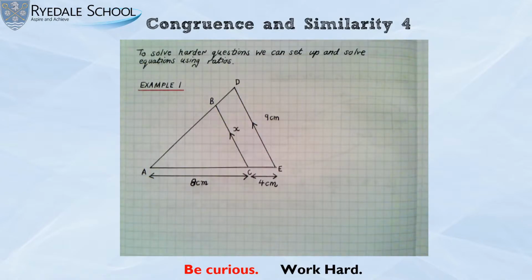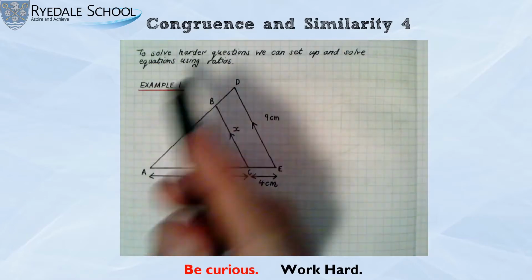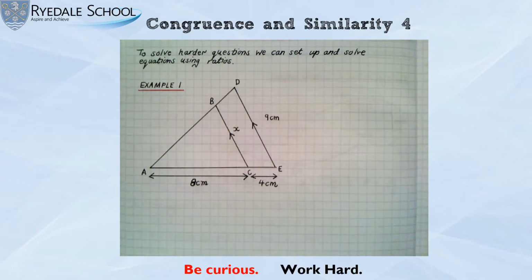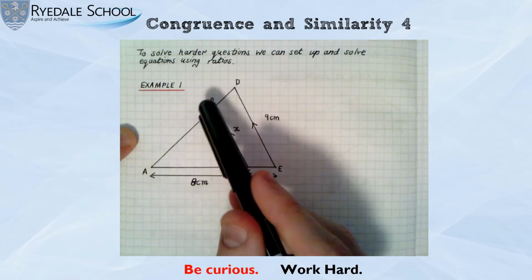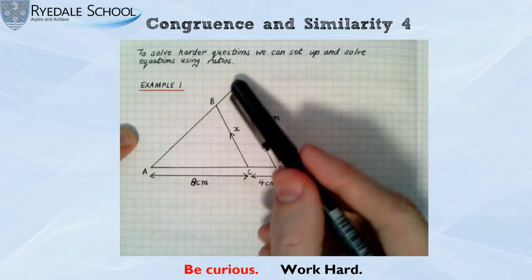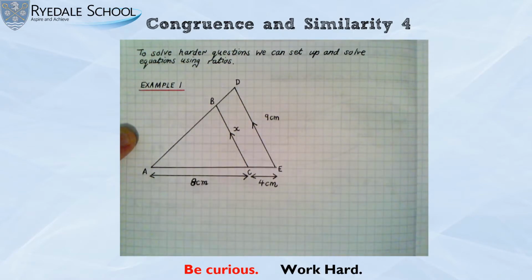Okay, let's start by looking at a more difficult example then. I've just put a little paragraph to explain what it is that we are exactly doing. It says to solve harder questions, we can set up and solve equations using ratios. So here's my first example. And the first thing that you're probably wondering is, well, how do I actually know that these shapes are similar? Where are the similar triangles? Well, you've got a small triangle here, what I've called ABC, and you've got a larger triangle here, ADE.